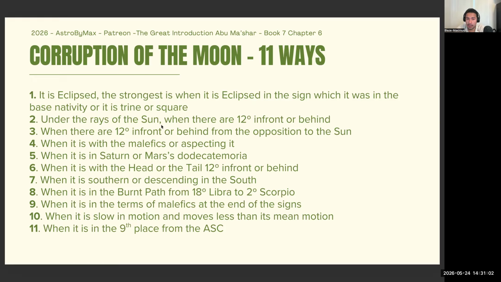And when the moon is slow in motion, so when the moon is approaching its apogee, the moon will be slower. And so when it moves less than its mean motion, that will also be a condition of corruption. And we're also told that when the moon is in the 9th place from the ascendant, which again, I've never seen this used in practice. Abu Mashar does mention it, that if the moon is in the ninth place from the ascendant, it is a corruption. And that's probably because it's the opposite of her joy, which is in the third house. But again, I have never seen that used. But again, experiment, see. Is the moon corrupted when it's in the ninth house and you're doing an interrogation? Who knows?